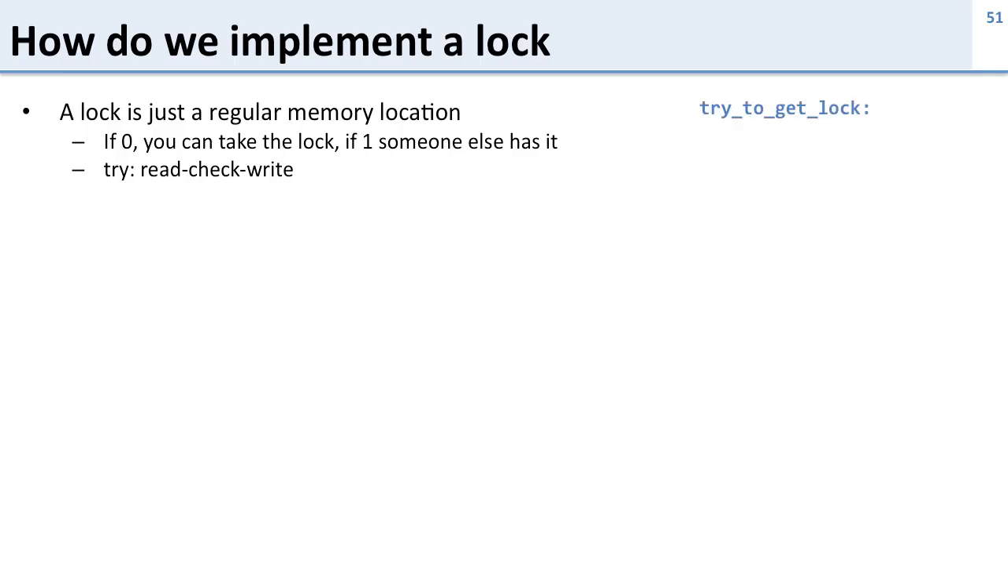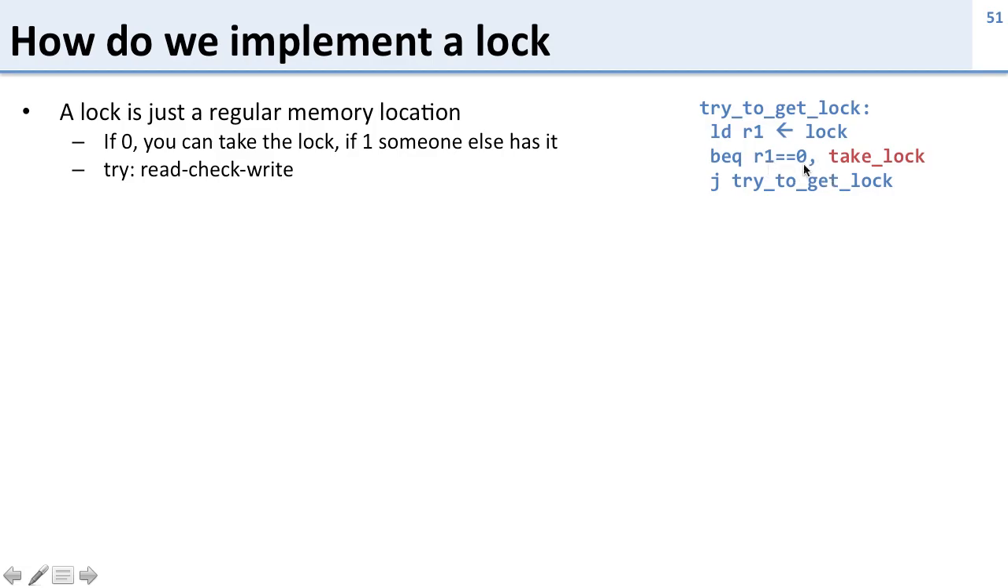So here's our code. We have a little thing which we try to get the lock. We're going to first read the lock, so we're going to load the lock value into R1. If R1 is 0, then we can go ahead and take the lock. If it's not 0, we're going to keep trying again. Keep trying until we can get the lock.